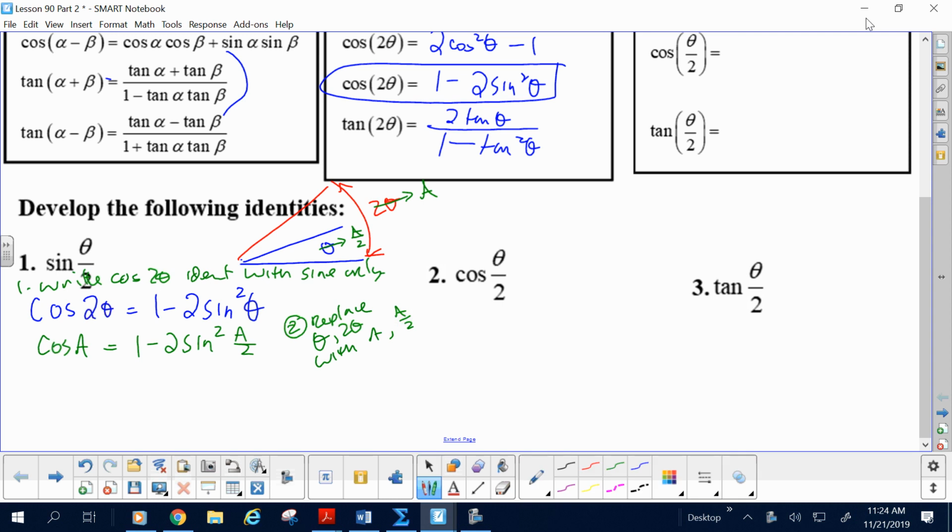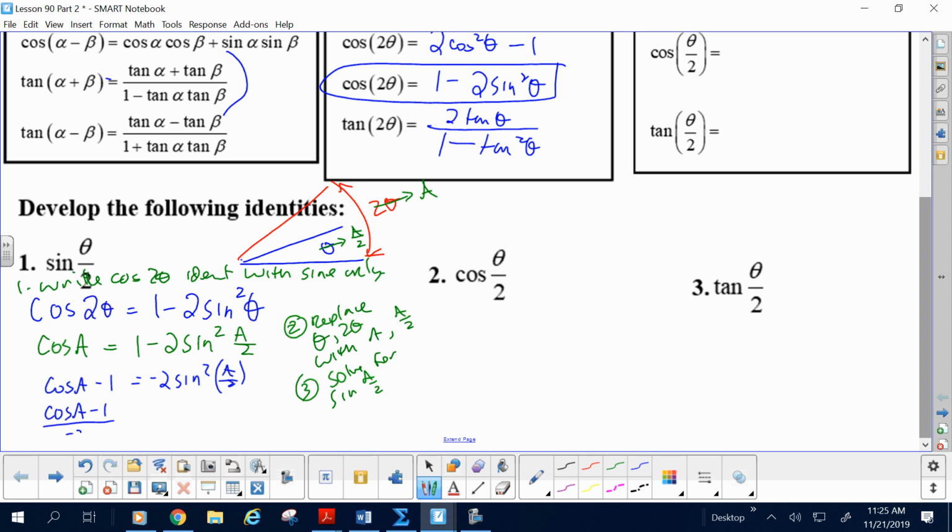Now, we want to develop an identity for sine of half of an angle. So we're going to solve for the sine of a over 2 to get it by itself. What's the first thing you want to do to get this by itself? Move over the 1. Cosine of a minus 1 equals negative 2 sine squared of a over 2. Then what? Divide by negative 2.